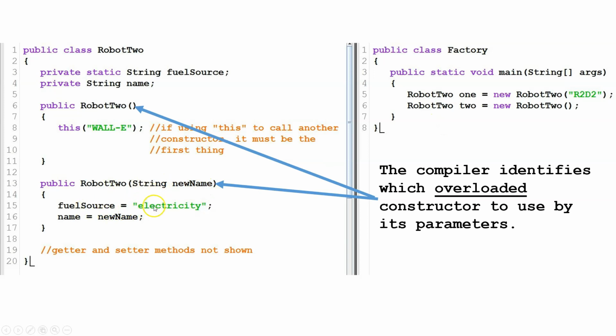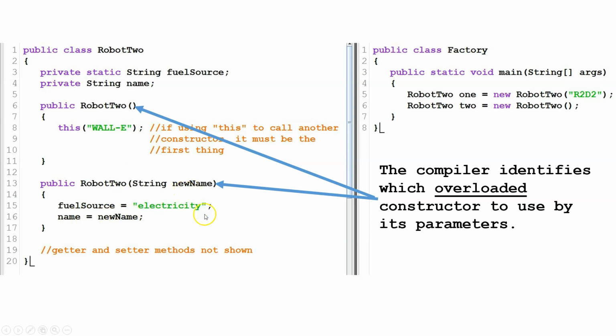So what it does is it says fuel source is equal to electricity, and then it takes the string that we passed in, newName, and sets our name field equal to the value of the newName parameter. Now let's look at this second one. We've got a variable named r2 of type Robot2. We make a new instance of Robot2, but we have no arguments here, so it's going to go to the constructor with no parameters. Now this is an example of using the this command. And what that does, in this situation, is call another constructor. So it's looking for a constructor that has one string parameter. So it goes to this one. It passes the string wall-e. So it'll set fuel source equal to electricity, and it'll set name equal to newName, which happened to equal wall-e in this case.